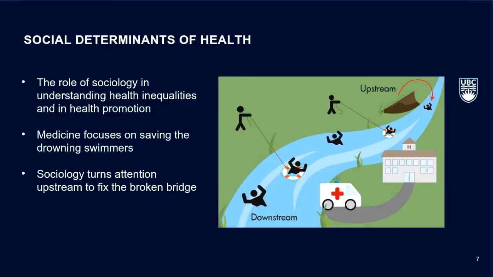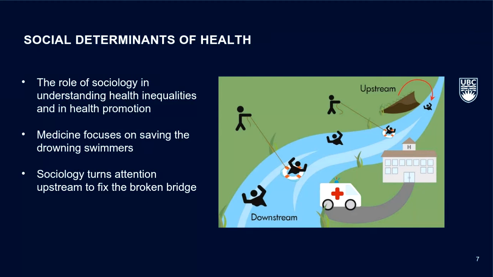Let's look more at the sociological approach to the social determinants of health. Sociologists often use the metaphor of a stream to illustrate the role of sociology in health promotion. In this picture, we see a stream. Upstream in the top right, there's a broken bridge. Several people fell off this bridge and are drowning down the river in the bottom left. Social determinants of health are equivalent to the bridge in this scenario. While the medical field focuses on the critical job of saving the lives of the people drowning in the river, sociologists are responsible for turning the attention upstream to find and fix that broken bridge.